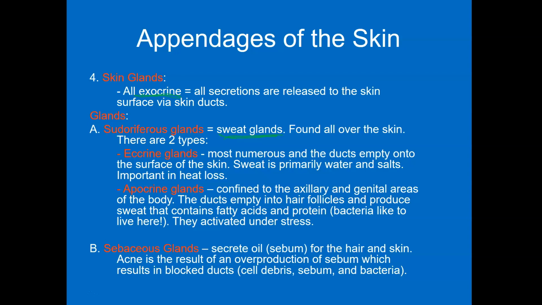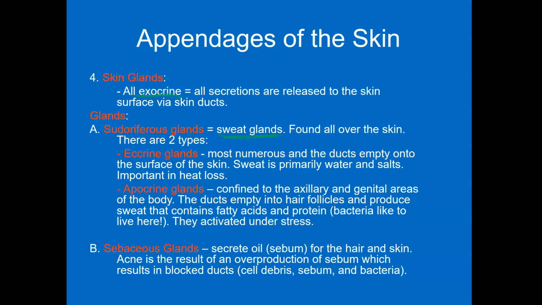The eccrine sweat glands are the ones that you find pretty much everywhere in the body. They produce watery sweat, salty sweat, super important for heat loss. When you are hot and sweating, like in the summer, when you're running and you're sweating profusely, your eccrine sweat glands are dumping salty sweat out of your body to try to help you cool through evaporative cooling.